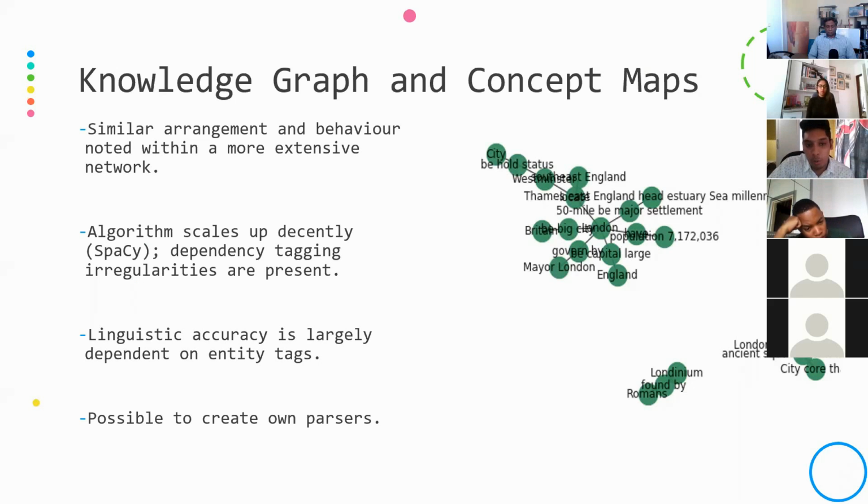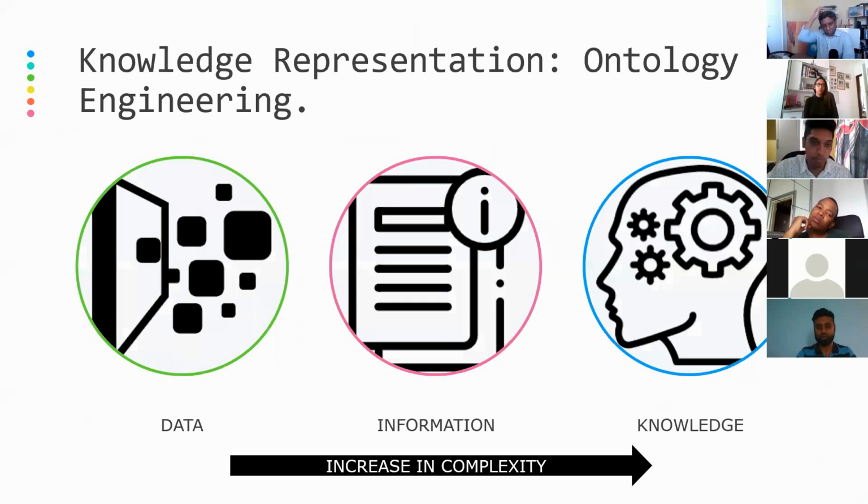So what's noted about working with spaCy is the fact that the dependency tagging and irregularities are present, like I've mentioned before, but they scale up quite well and it does work quite efficiently. It is possible to go ahead and create our own parsers for the project within spaCy. This is done by creating pipes within spaCy, and you can then dictate your own rigorousness which you want to look at for these parsers which we create.